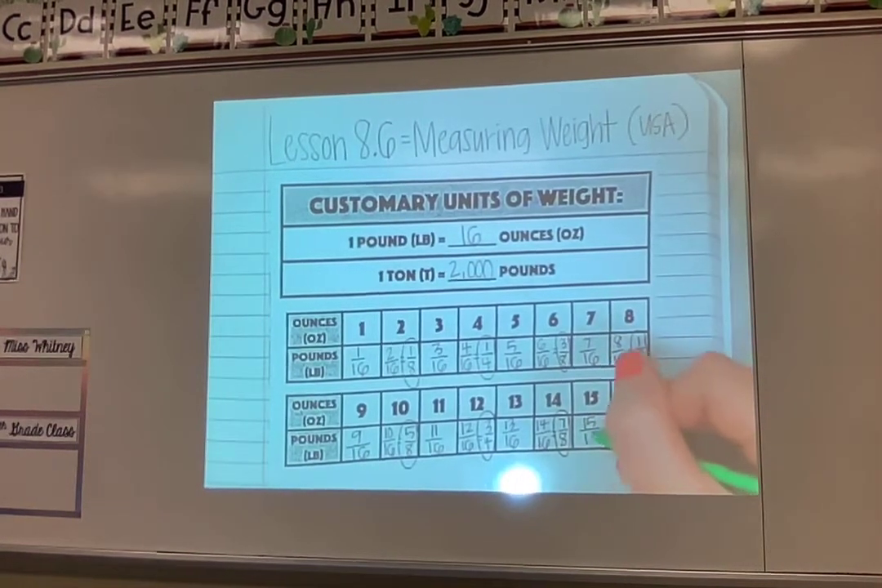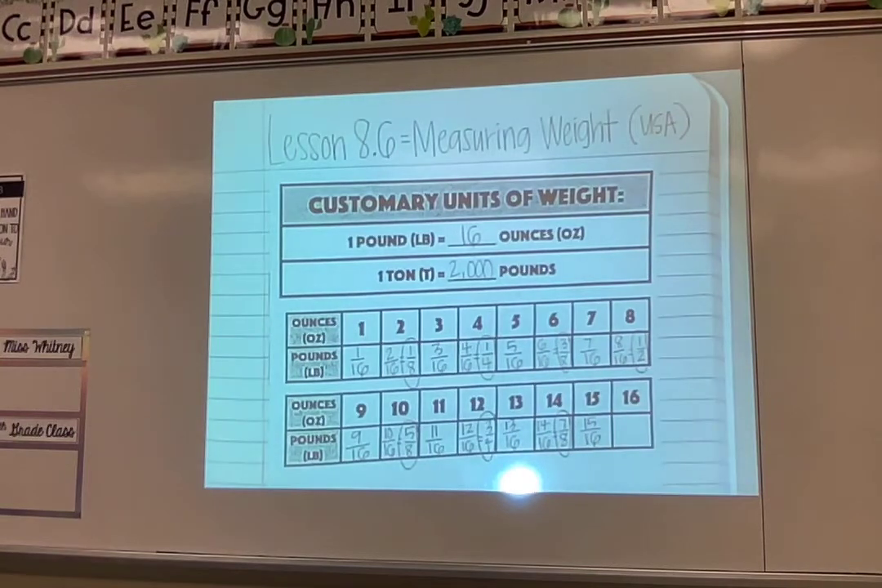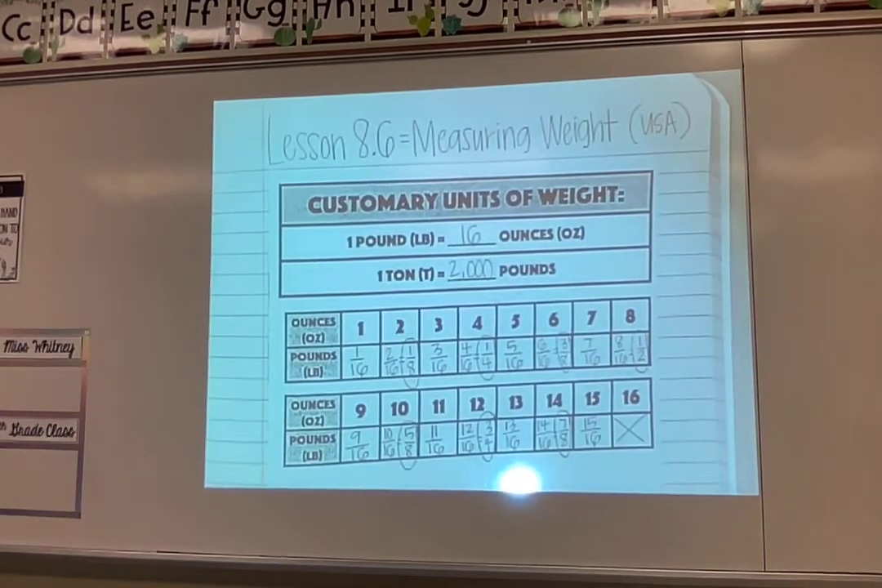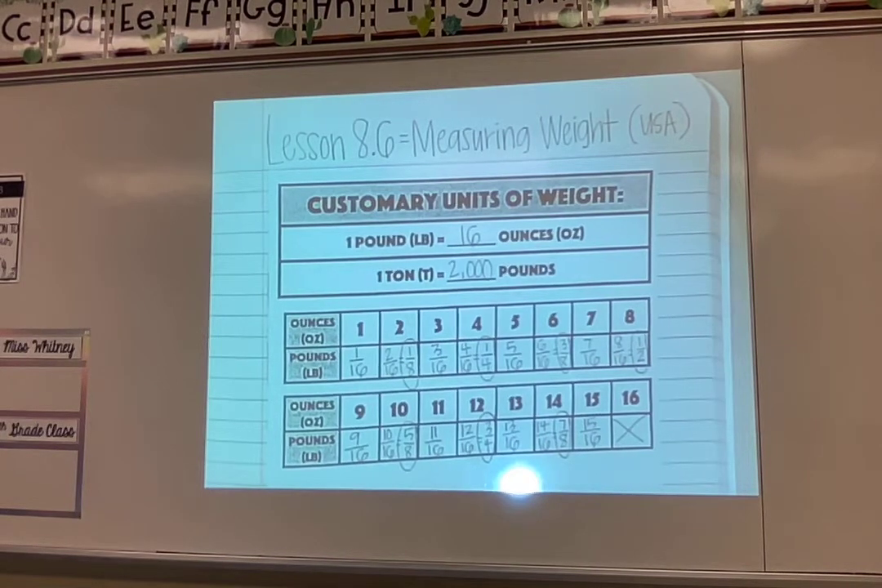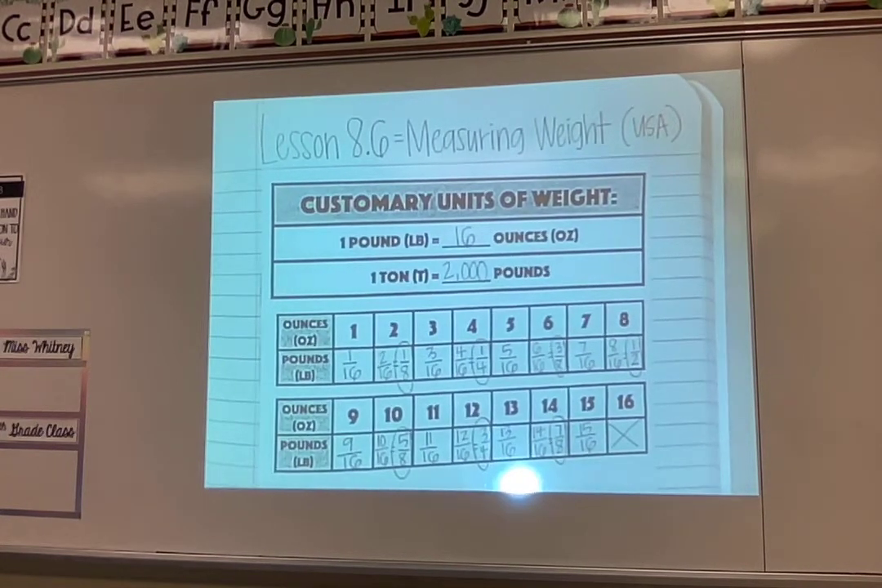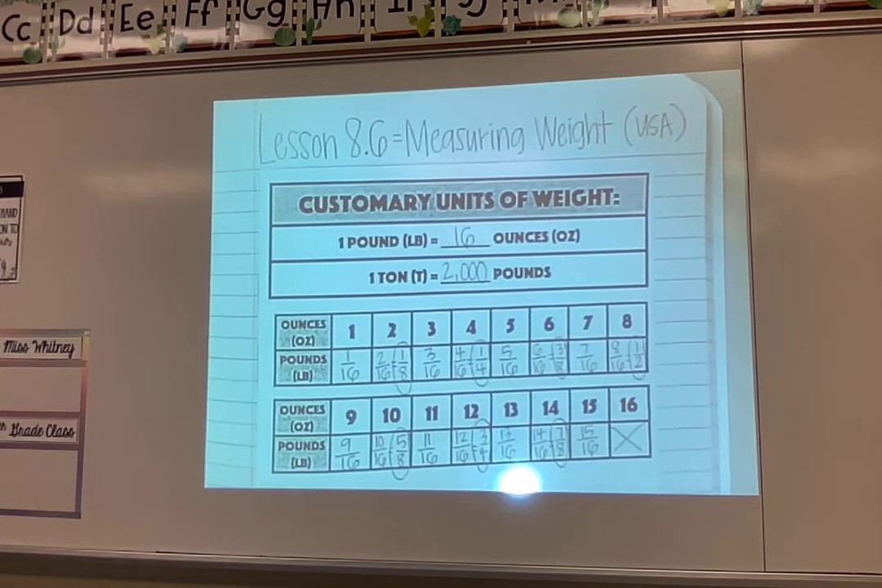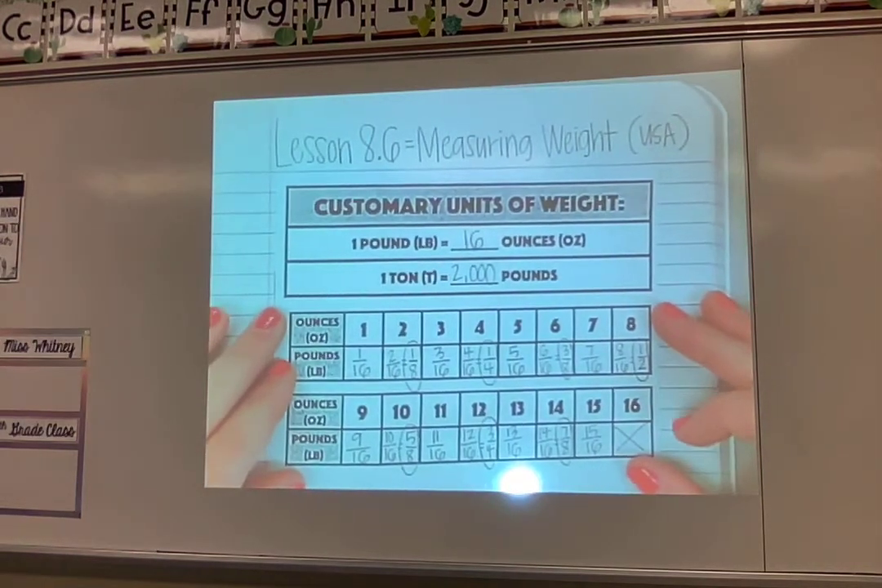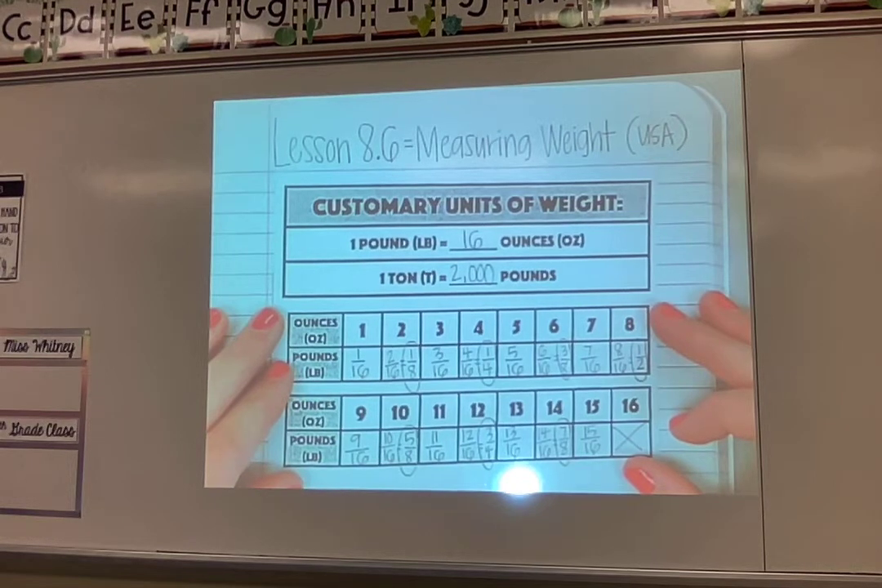15/16 is not going to simplify. And on 16, I'm just going to put an X. I would never say 16/16 of a pound because 16 out of 16 is 1. So that would just be 1 whole pound. There wouldn't be any fraction there that I would need to use. Okay? This chart is going to become very important on your homework assignment when you get there.